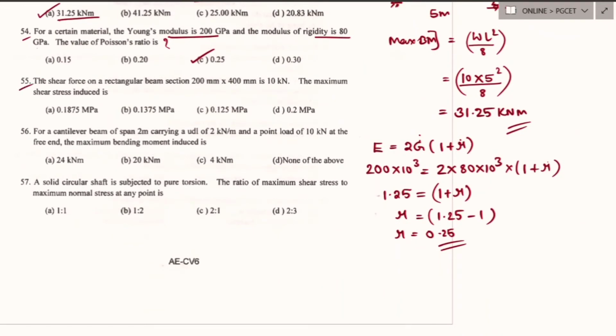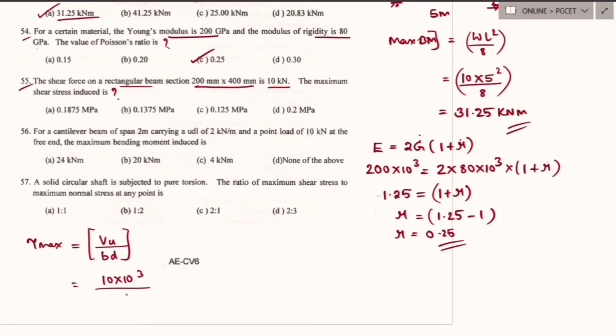Question number 55. The shear force on a rectangular beam section 200 mm by 400 mm is 10 kN. The maximum shear stress induced is, as per IS 456-2000 codal provisions, the maximum shear stress induced in the rectangular beam is given by tau max is equal to Vu divided by area of the cross section. That is, for rectangular cross section, it is B into D.